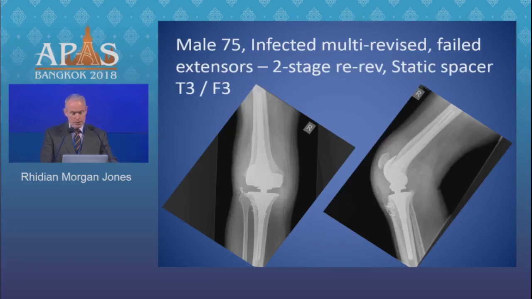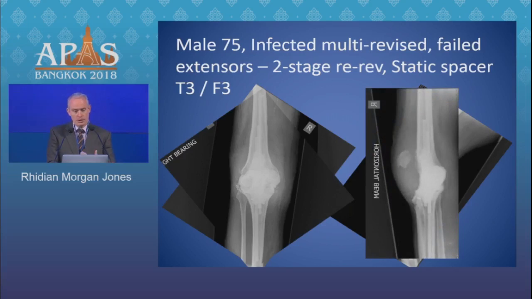There's an example here. Male, 75, multi-revised, also multi-extensor mechanism revised, both of which have failed. He's infected, and really because of infection and extensor failure, I've said to this patient, we're going to go for a two-stage arthrodesis. So I take everything out, put in a static spacer, and allow him to walk around in it to get used to a stiff knee. Hopefully we get rid of the infection. He came back and said, I can't live with a stiff leg. Will you do something different?